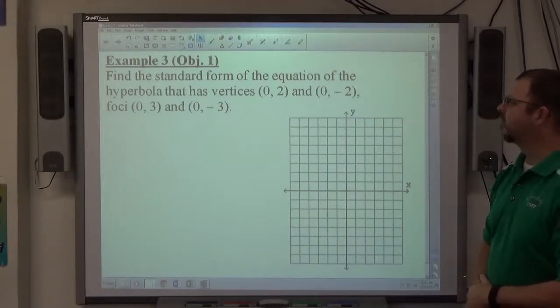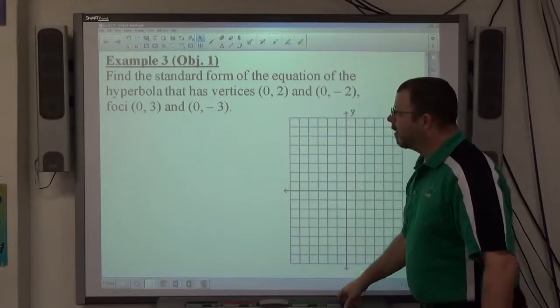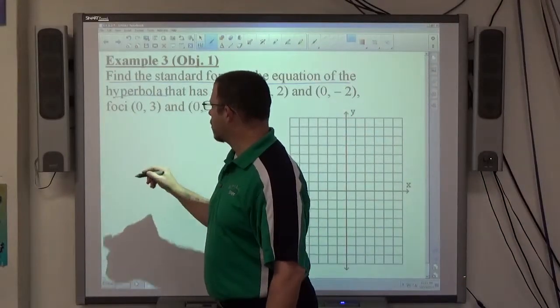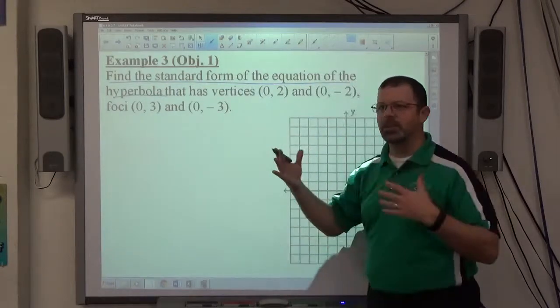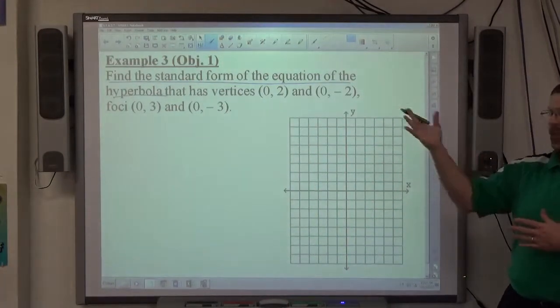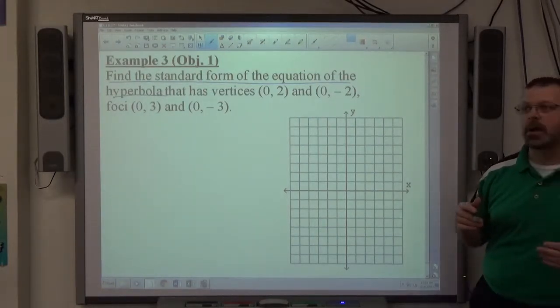Example 3: find the standard form of the equation of the hyperbola that has vertices and foci. Standard form of the equation of the hyperbola, those words mean that we want to create a hyperbola. Now, there's two different standard forms. Before I establish a standard form, I want to get an idea of the information they give me. Is it up and down, or left and right? So I know what the plus and what the minus is.